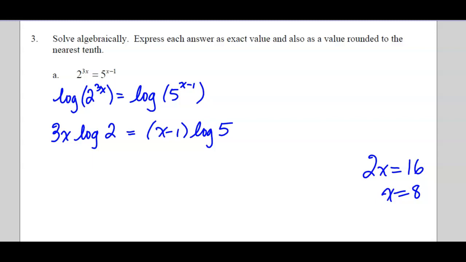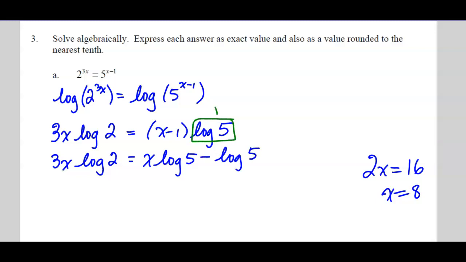Now, there's x's on both sides, so we have to collect them. We can't just divide by log 5 though, because we still have x's, right? So just like you did with trig or with any more complicated equation, you want to get rid of the brackets. So expand. Remember, these are just numbers now. This is just a number. Right? You could evaluate it.